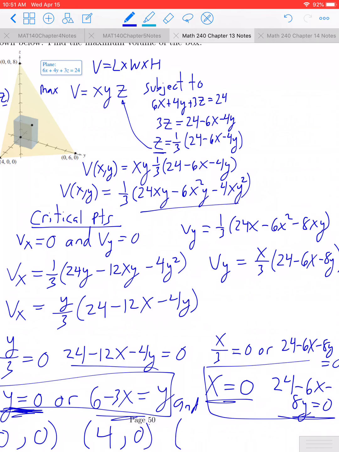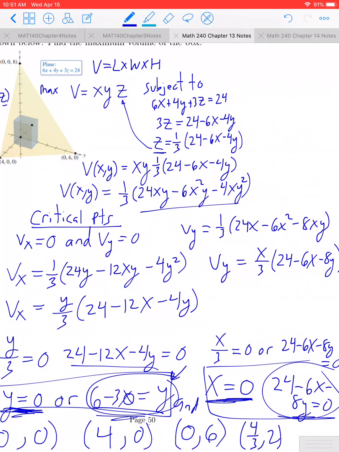On the other hand, if we work with this piece and this piece, if x is 0, then I would plug 0 into here, and we would get y equals 6. So that would be (0, 6). The other thing is if I take these two equations simultaneously, 6 minus 3x equals y, and 24 minus 6x minus 8y equals 0, you could solve them like a system of equations. This one's already solved for y, so you could do substitution. This would give us yet another critical point. I'm not going to show the work for that, but that would be (4/3, 2).